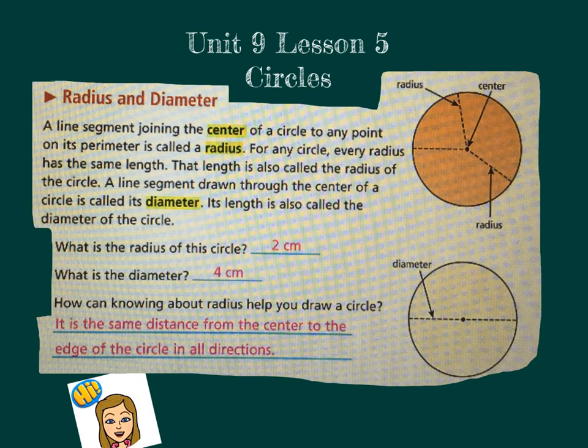Hi, fourth graders. Welcome to Unit 9, Lesson 5. Today we're going to be learning about the parts of circles and how to find circumference. So first, let's talk about the radius and diameter.